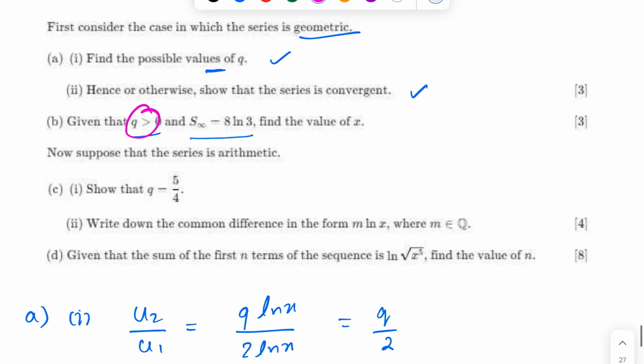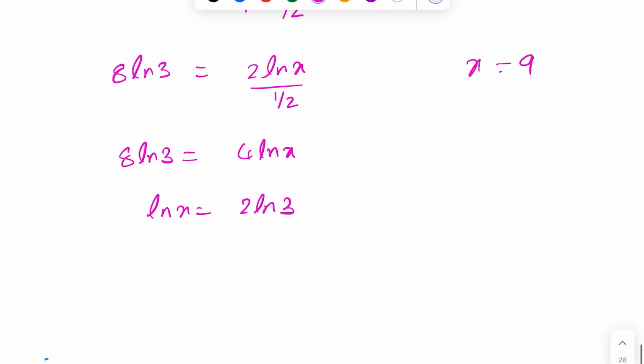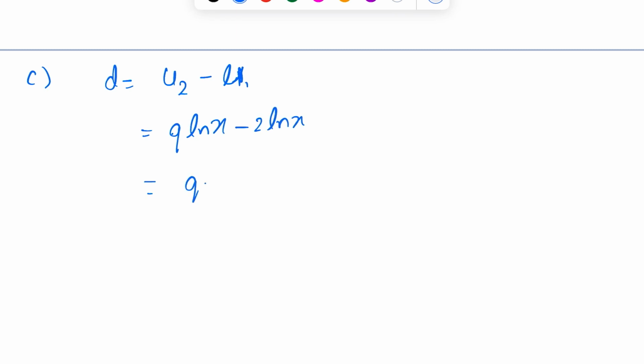Coming to part C. Suppose that the series is arithmetic. Show that q equals 5 upon 4 and find the common difference in the form of m ln x. It has been said that it is an arithmetic series. For an arithmetic series, the common difference should be the same: u2 minus u1, which is q ln x minus 2 ln x, which is (q minus 2) times ln x.